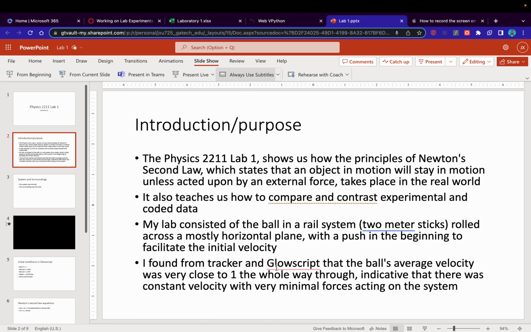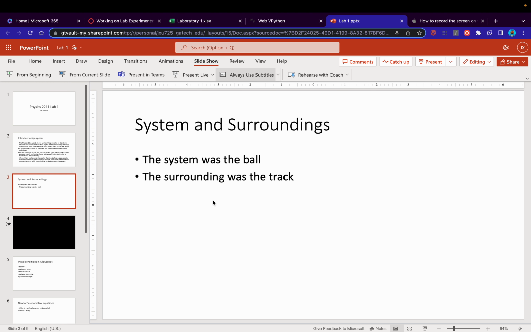I found from Tracker and GlowScript that the ball's average velocity was very close to 1 the whole way through for both graphs, indicative that there was a constant velocity with very minimal forces acting on the system. More on that later. So for the system and surroundings of the video, the system was the ball and the surrounding was the grip with the track.